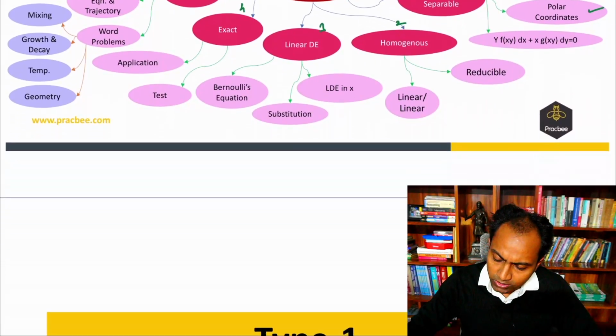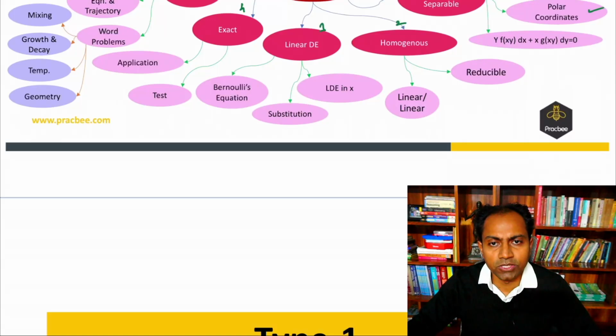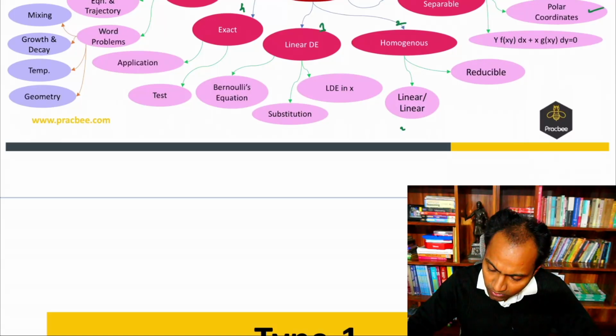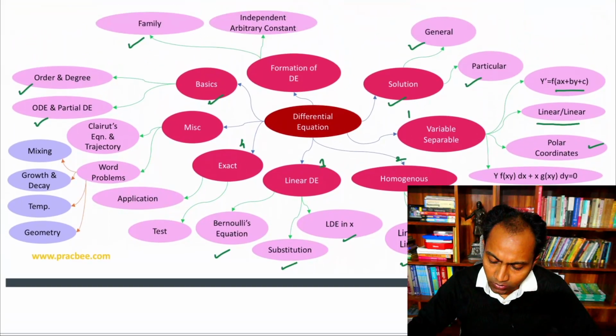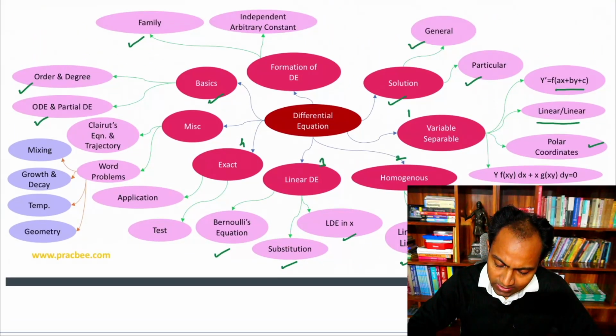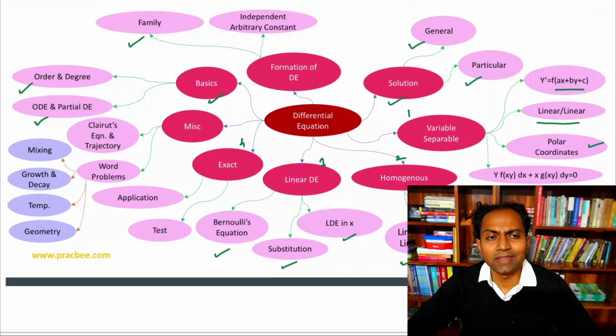Now we move discussion towards homogeneous, where we first deal into the direct idea of homogeneous, then two reducible forms like linear by linear and reducible form, and then linear differential equation in y, in x based on substitution, Bernoulli's equation, and then exact differential equation. Now after this we move our discussion towards some miscellaneous application in terms of geometrical problems and some more problems, and at the level of JEE advanced Clairaut's equation and trajectory.